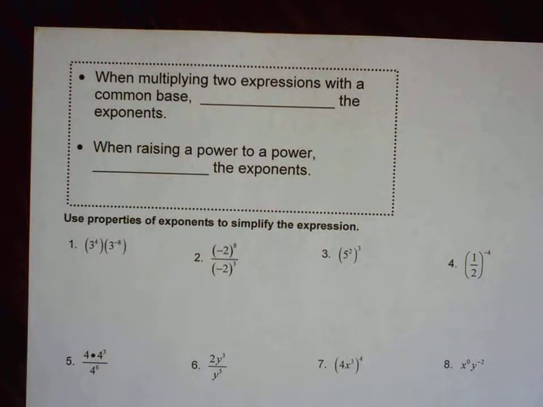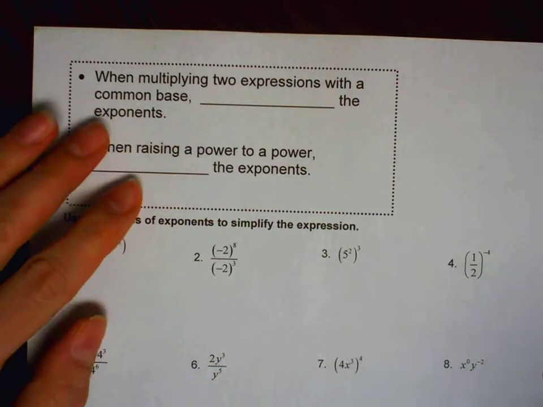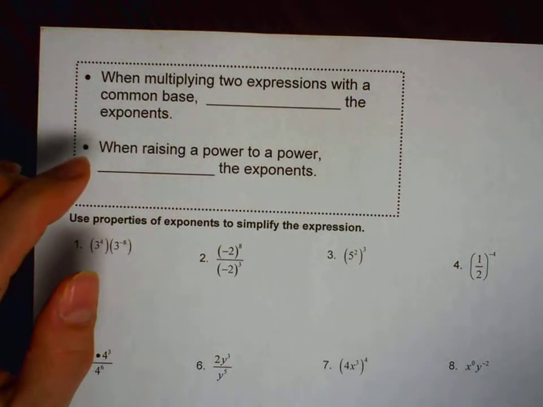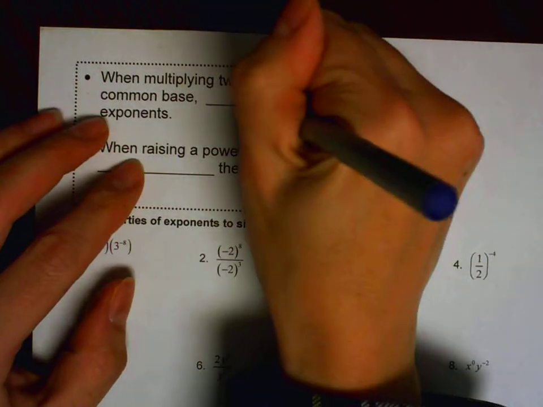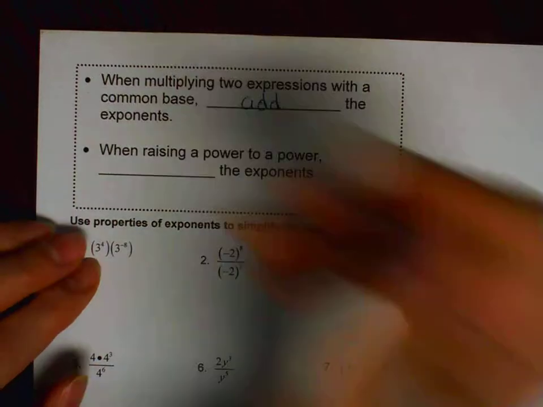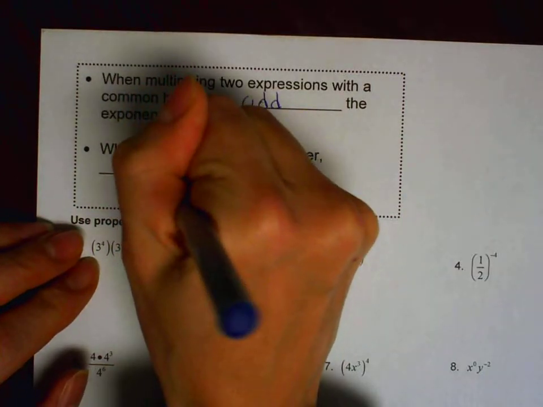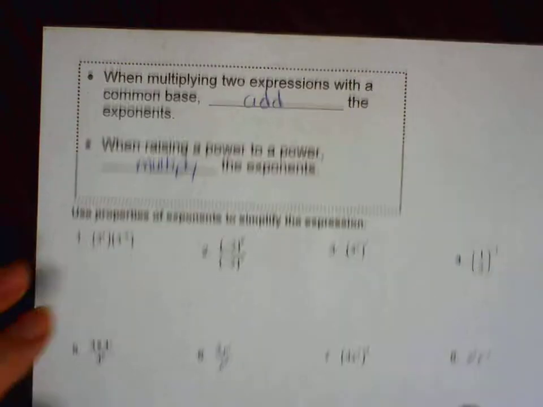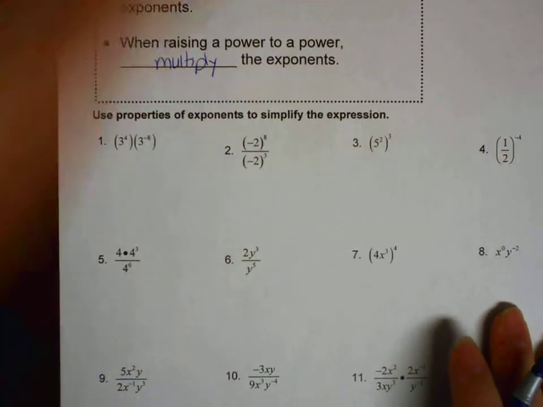Okay, this is side 2 of the notes for day 1, unit 5. So reminder, when multiplying two expressions with a common base, so same base, we add the exponents. When we raise a power to a power, we multiply the exponents. So let's do some example problems.